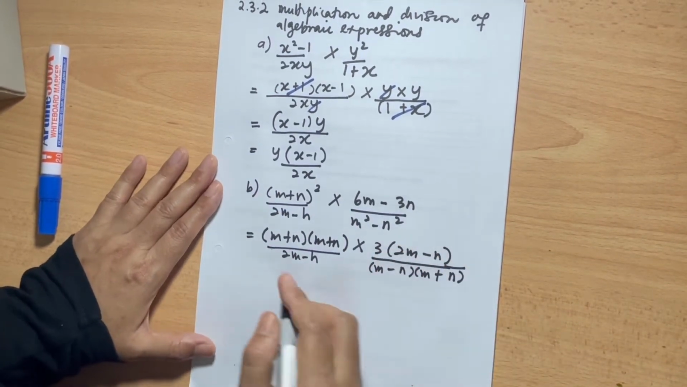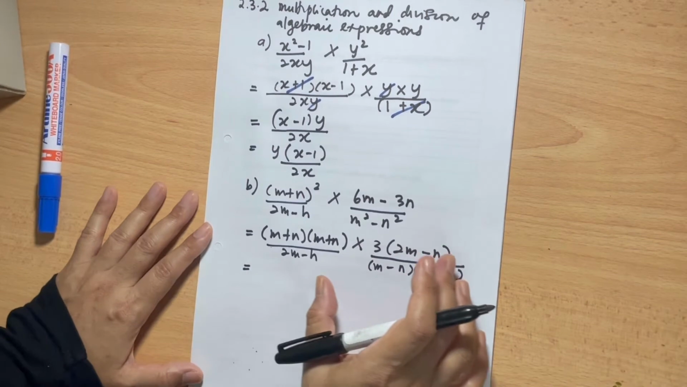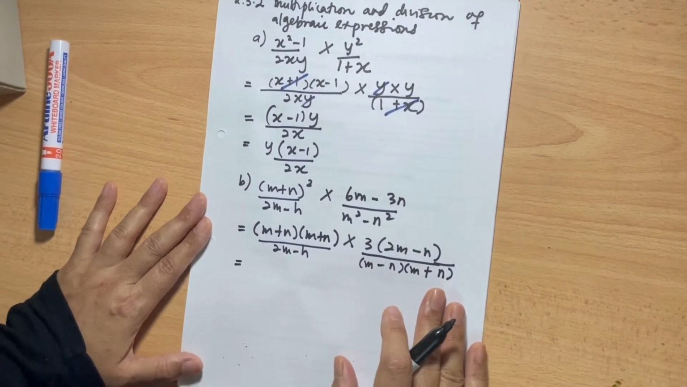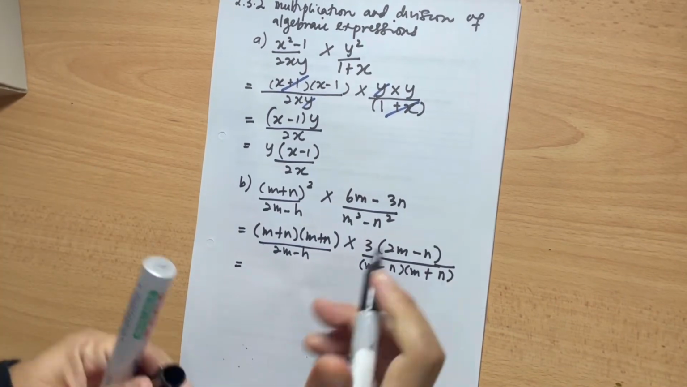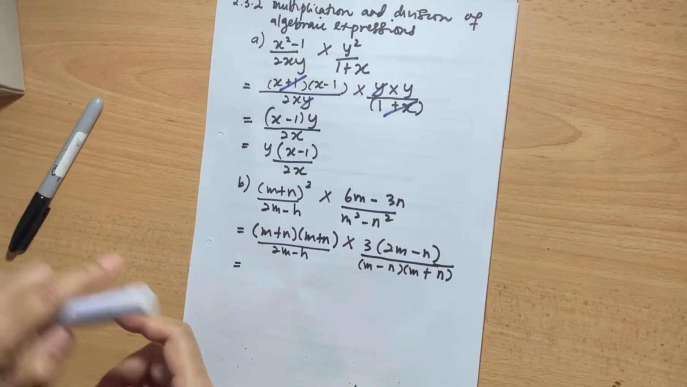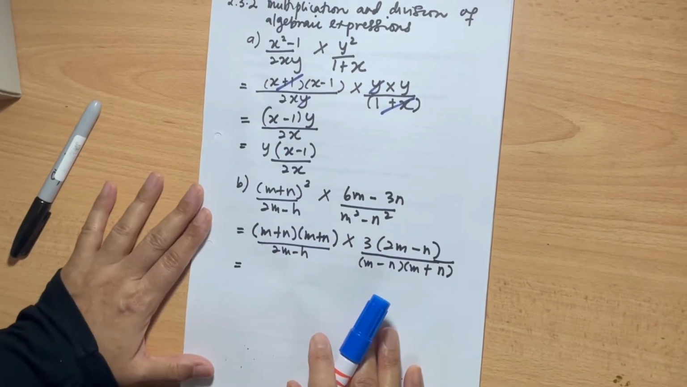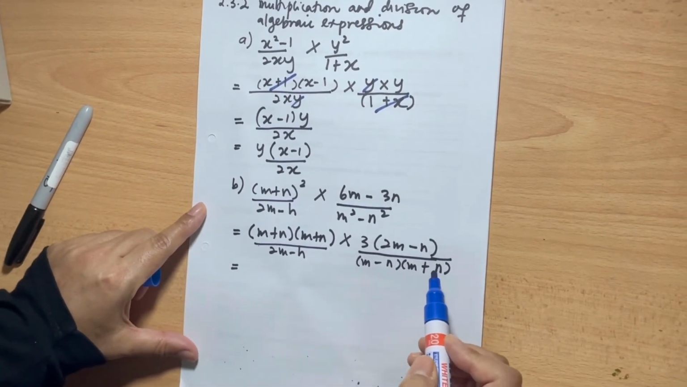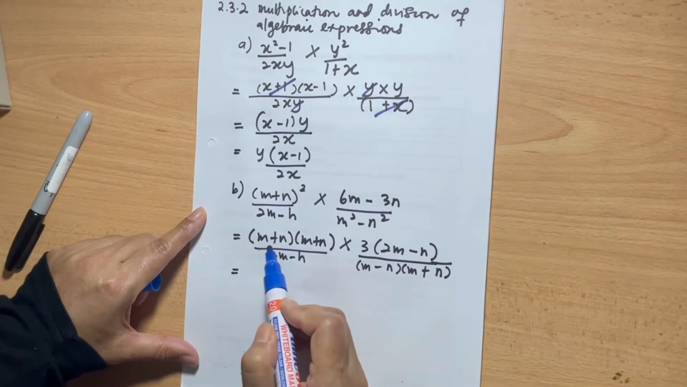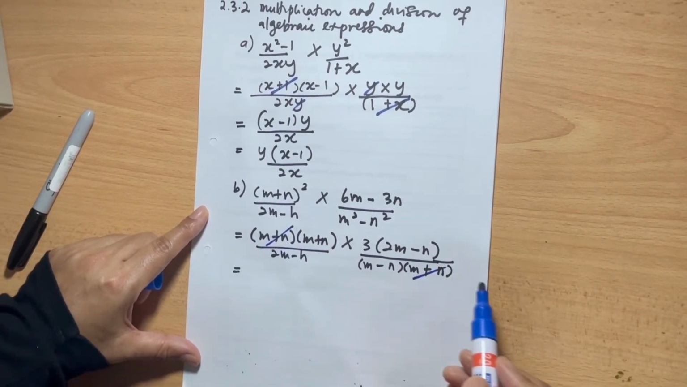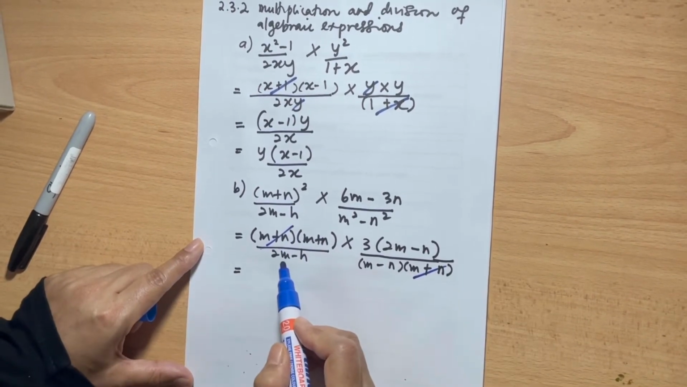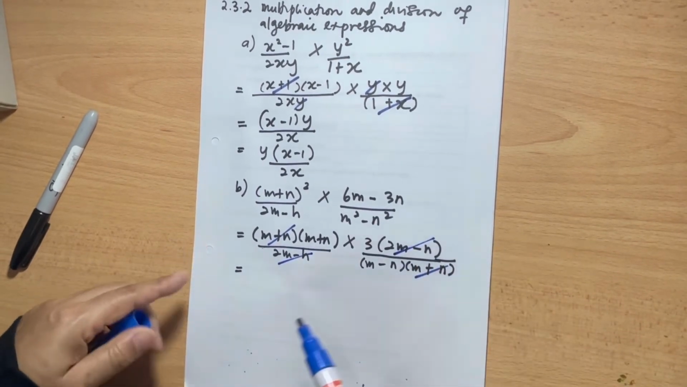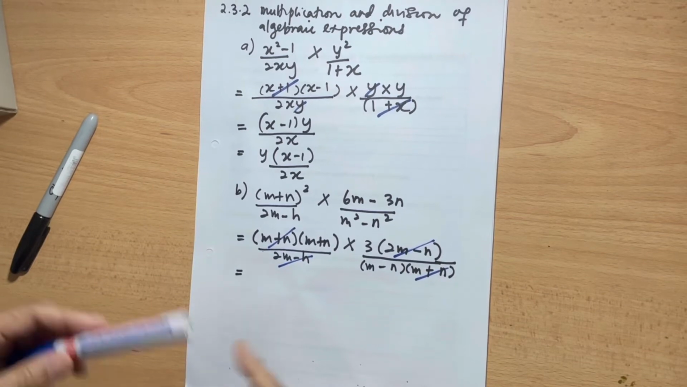Alright, so after we have done the factorization here, we are going to reduce the value by doing the cutting method. We look at the algebraic expression here. What can we cut? We have one m plus n on top and one m plus n at the bottom. So we cut, reduce. And then we have 2m minus n, 2m minus n. Alright, so no more cuttings to be done.